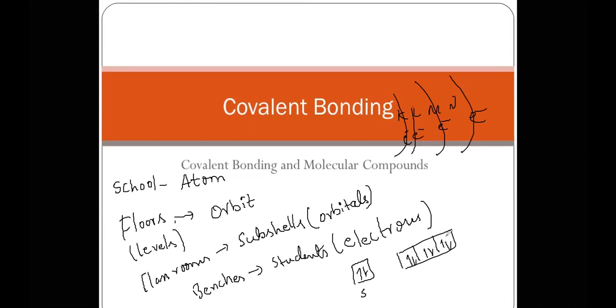So this is how electrons go and sit, and in this way overlaps happen. We are always studying these things. On the basis of how this overlap happens, we have said there are sigma and pi bonds.